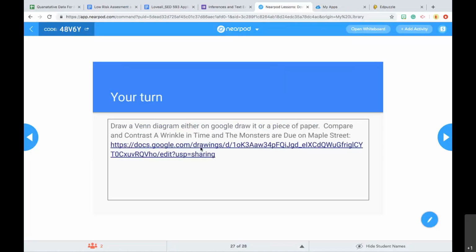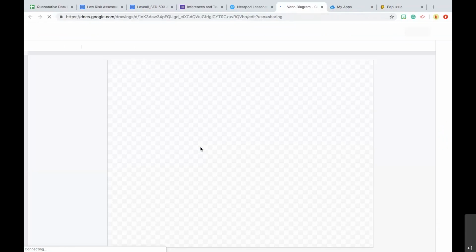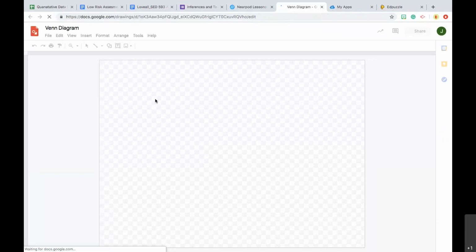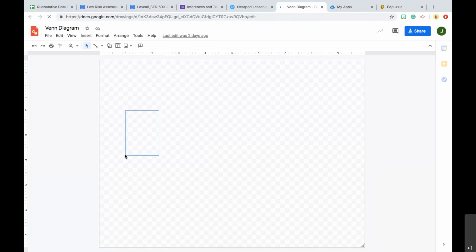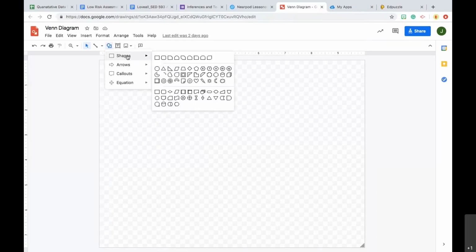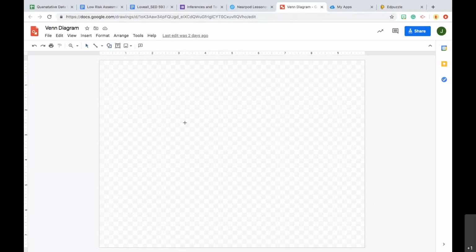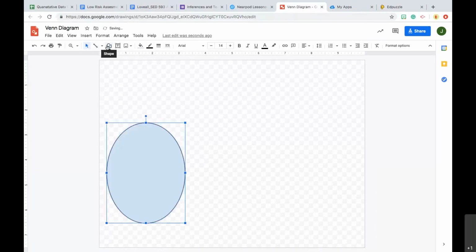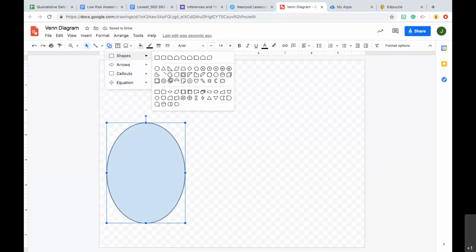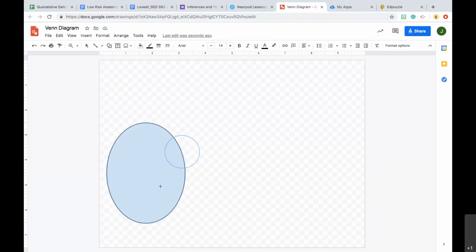If you choose to draw the Venn diagram on a piece of paper, that's fine. If you want to use Google Drawings, you can go in and, for the iPads, it's probably easiest to go in and draw your circles. Actually, you can use shapes. So let's go ahead and get the circles and I can show you here. I got one circle, I'm going to do another circle, because remember, our Venn diagrams, the circles connect, and in the middle is where the similarities are.